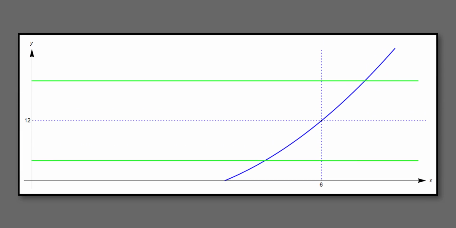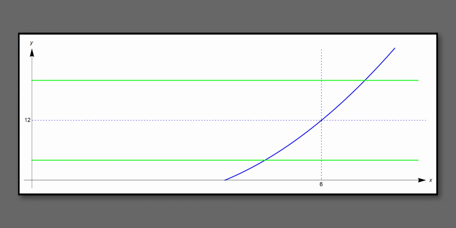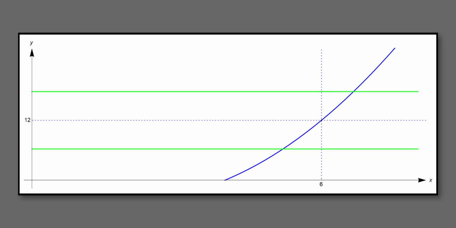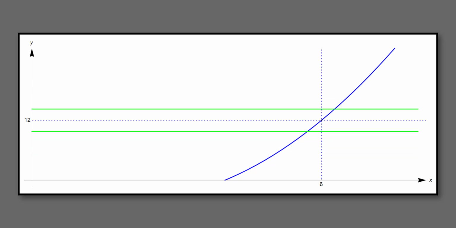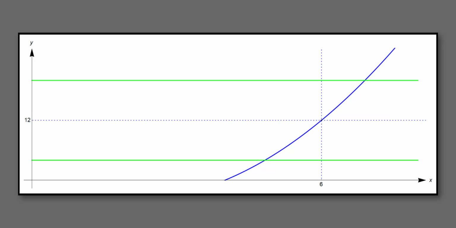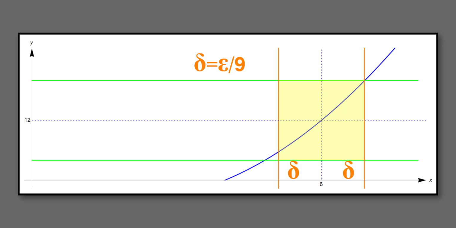The blue curve here is x squared minus 4x. Notice that when x equals 6, y equals 12. The green lines represent the distance epsilon away from our limit 12. So we can squeeze these in closer and closer to 12 for different values for our error. But what about delta? Remember, in this example, we had two deltas. In our answer, we chose epsilon over 9. So all of the values for x that are within these orange bars, everything that's epsilon over 9 units away from 6, produces a y value within the allowed error.